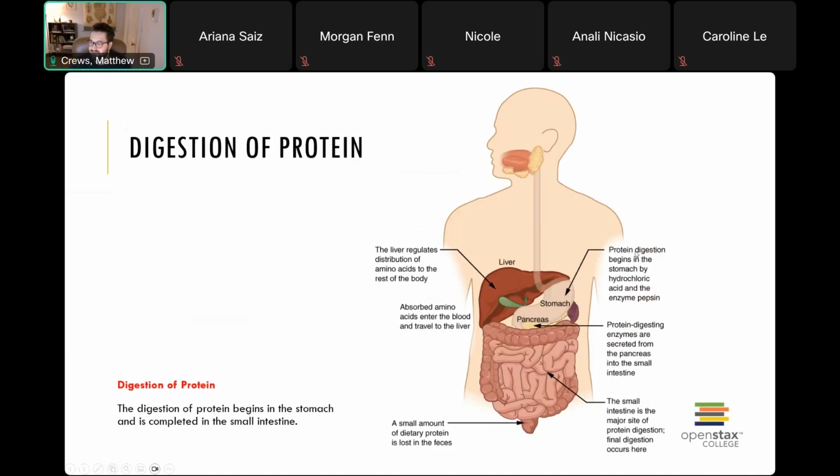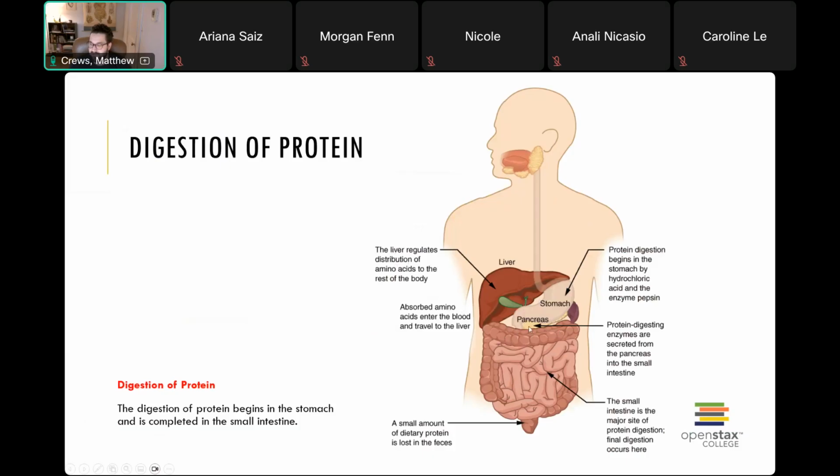So protein digestion begins in the stomach. I mean, that's kind of a lie. It starts in the mouth, right? Because we're chewing, so we're breaking down that protein a little bit, and then we're digesting it in the stomach by hydrochloric acid and the enzyme pepsin. So pepsin is an enzyme that breaks down peptides, right? So protein, peptides, pepsin, all makes sense. And then protein digesting enzymes are secreted from the pancreas into the small intestine.